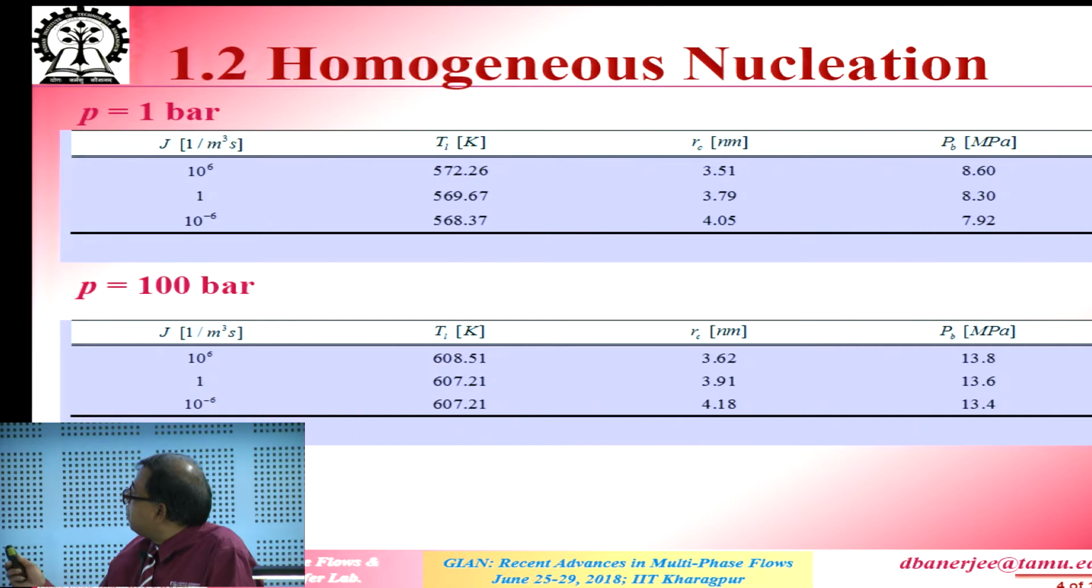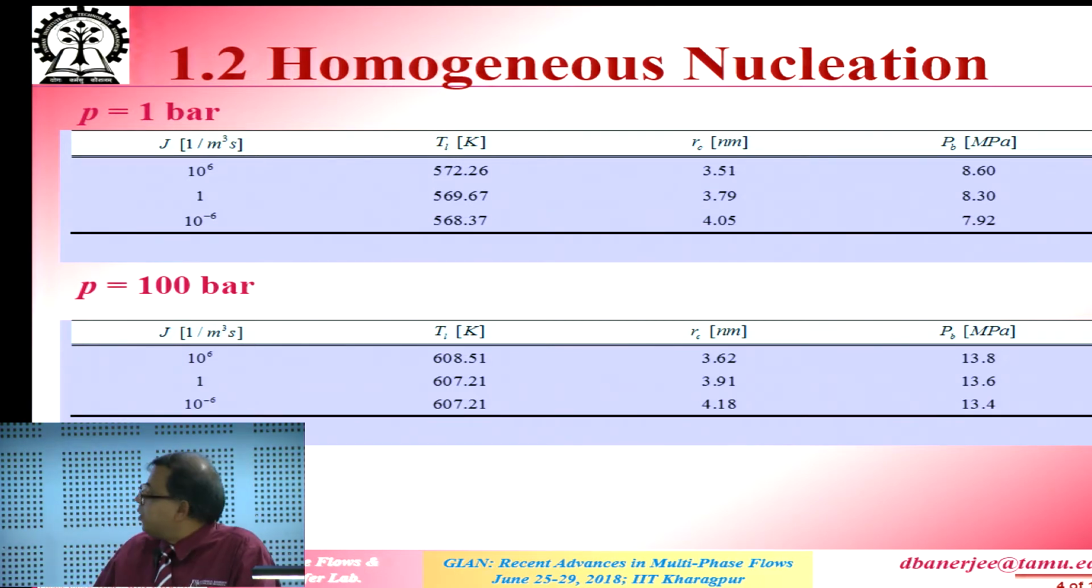Okay. Now, if I do that same calculation for 100 bars, these are the numbers I end up with. The value of RC has not changed much, but what this tells you is you need very high values of temperature, very close to the critical temperature of water, in order for homogeneous nucleation to occur. So, it is very unlikely when you are heating up a liquid that you will ever reach homogeneous nucleation.